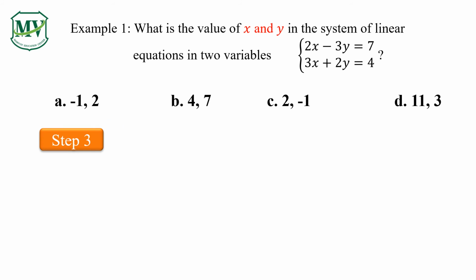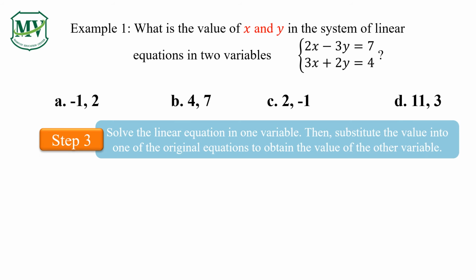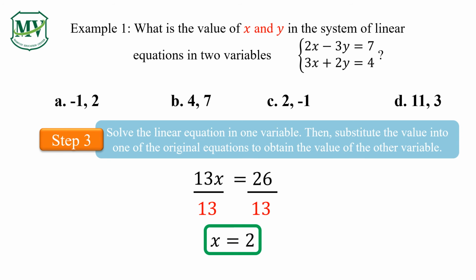Step number 3. Solve the linear equation in one variable. Then, substitute the value into one of the original equations to obtain the value of the other variable. Our linear equation in one variable is 13x is equal to 26. To get the value of x, divide both sides by 13. So the value of x is equal to 2.